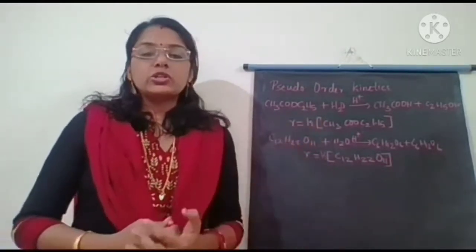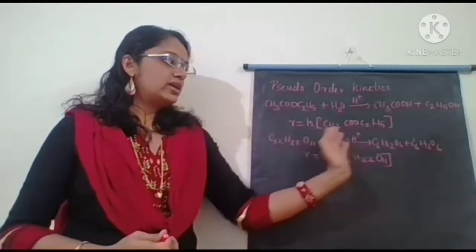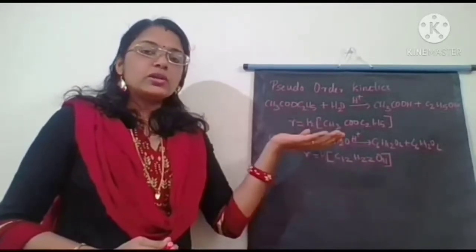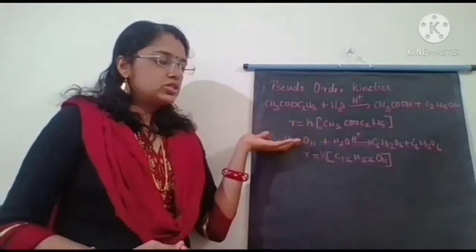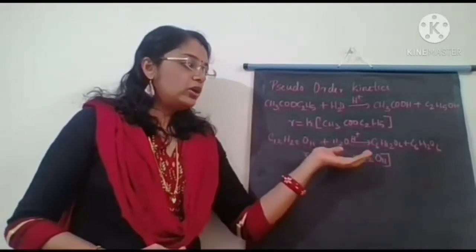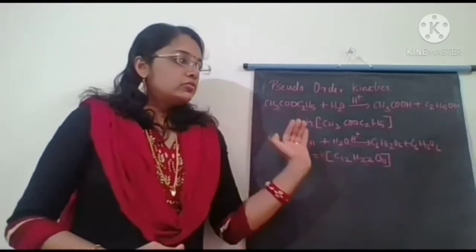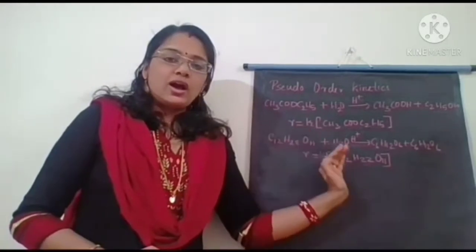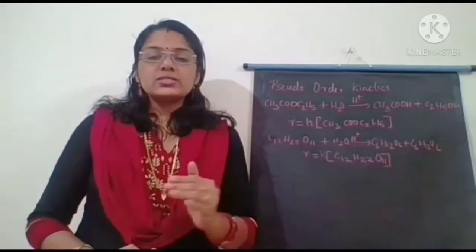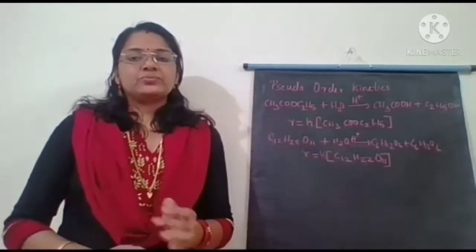Similarly, another important example is the inversion of cane sugar by dilute acid. Here also, C12H22O11 plus water in acid medium gives glucose as well as fructose. Here also, before experimenting, we thought that the rate will depend upon the concentration of the cane sugar as well as the water. But experimentally we found that the rate depends only on the concentration of the cane sugar. It does not depend upon the concentration of water. So again we first thought this is a second order kinetics, but we found that it is a lower order, first order kinetics reaction. Such types of reactions are termed pseudo-order reactions or pseudo-order kinetics.